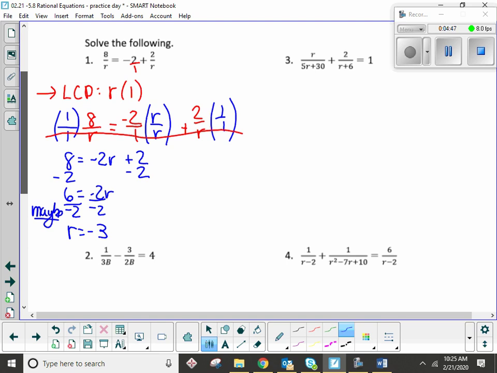Extraneous solutions. So that was our lesson from last Friday where if a denominator has a variable in it, you have to set it equal to 0 and solve. That's from last week, okay?